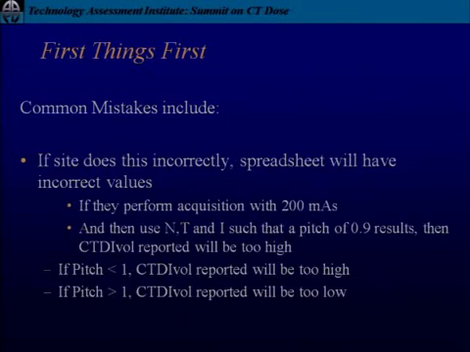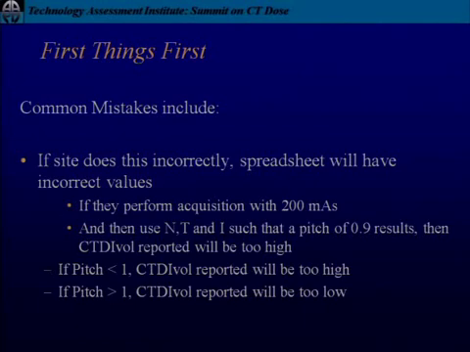If the site does this incorrectly, the spreadsheet will have incorrect values, right? If they had done the scan at 200 MAS instead of 180, then they'll have incorrect values. If they did it with 200 and they measured at 200, and then when they put in the number of channels, the width of each channel, and the table increment such that a pitch of 0.9 results, then the CTDI reported will actually be too high. It'll be higher than what the scanner reports, okay? Because they're taking that value and dividing by 0.9 essentially twice, okay?